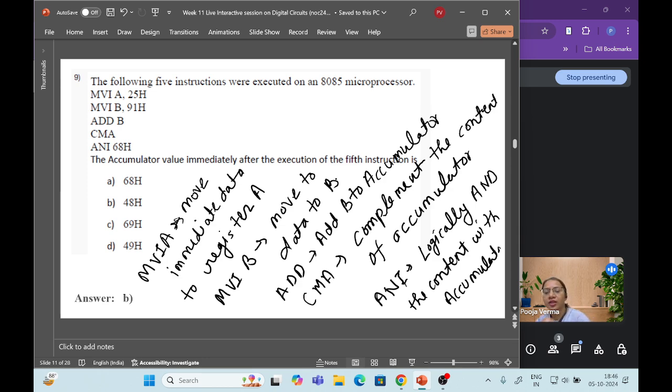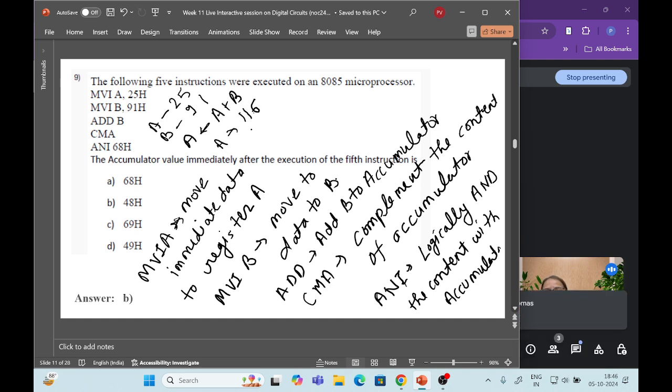Right? So let's see. Currently the content of register A is 25H and the content of register B is 91. Now the next instruction is ADD B, which means A plus B stored in A. So now the content of the accumulator will be 1011 0110, which we can represent in hexadecimal as B6, right?